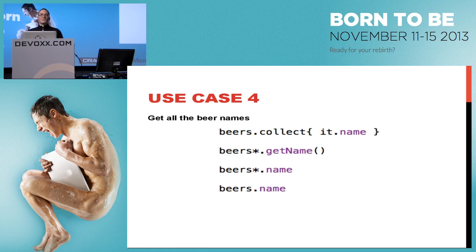Computing the list of all names, there are several versions. My favorite is the last one, which some of you might recognize as GPath. So think about XML and XPath. Now forget about XML.